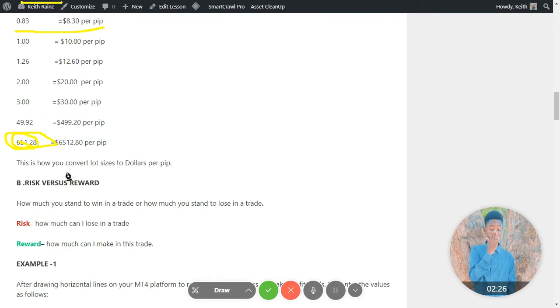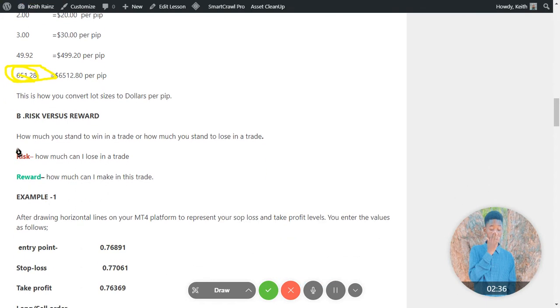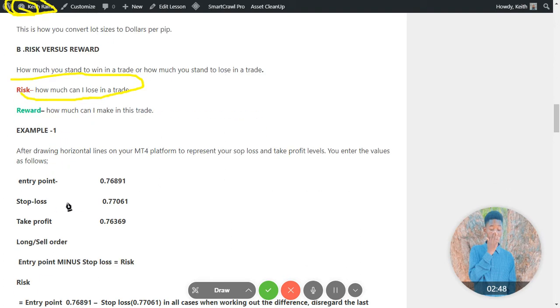Okay, so let's talk about risk and risk reward. This is about how much you're willing to lose and how much you're willing to gain. So what is the risk? Risk is any amount you're willing to lose in a trade, and the reward is how much money you want to make in a trade. So let's take this example here. I wanted to draw the horizontal lines on my MT4 or MT5, but I'll just explain this in theory. For example, we've got this entry point and I've got this stop loss here.